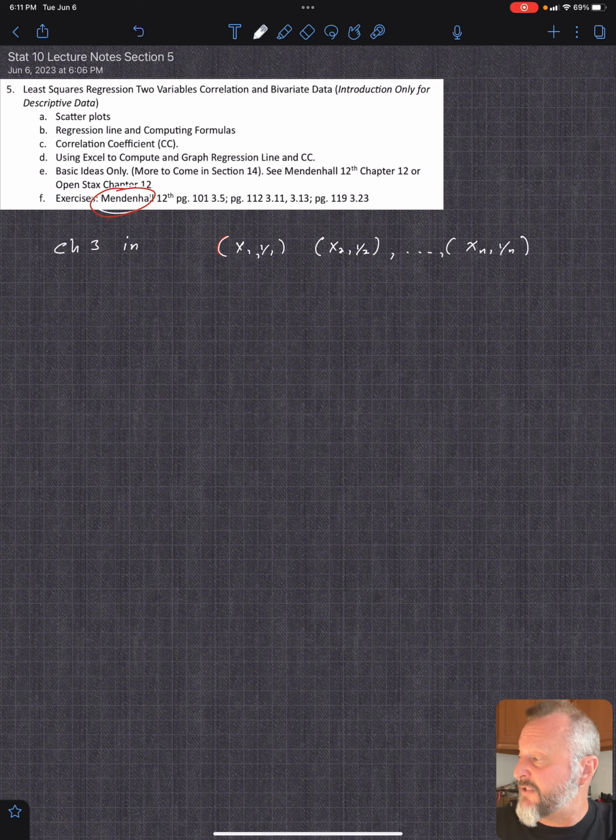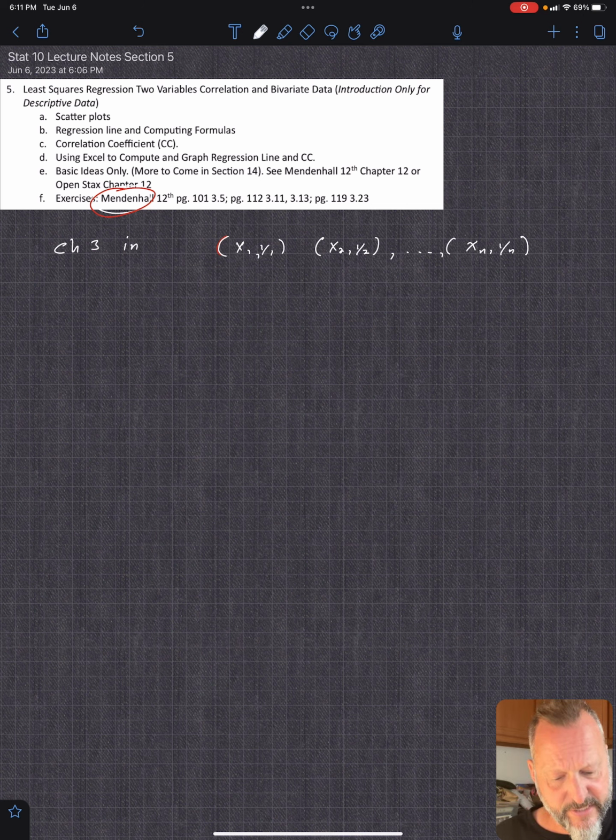Then we get into scatter plots and regression analysis and correlation. That's important, and this is just an introduction. Don't spend way too much time on this yet. We'll save it for later. But I'm going to show you how you do this in Excel, and that'll be the next video, and just the basic concept. So here's the basic idea.